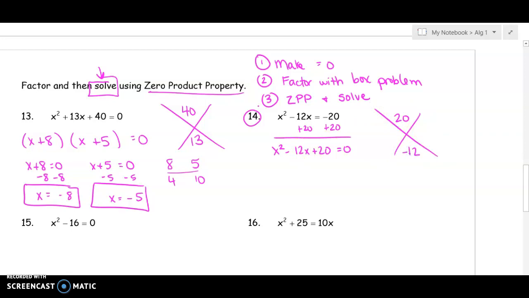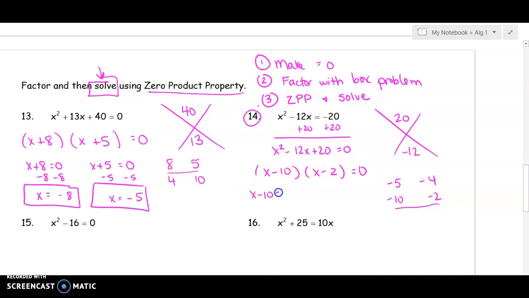So we can do something like, well, it's got to multiply to be a positive, add to be a negative. So we need to use some negative numbers, like -5 and -4, -10 and -2. The two numbers that are going to add up to -12 are -10 and -2. So we're going to do x minus 10 and x minus 2.